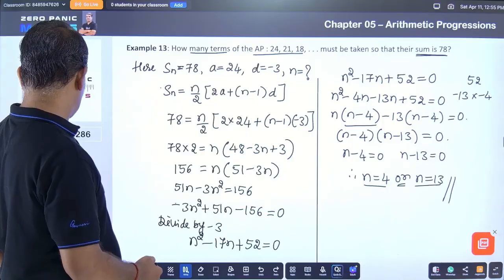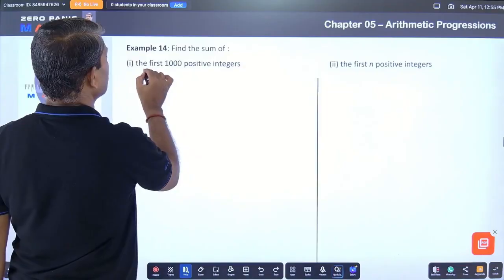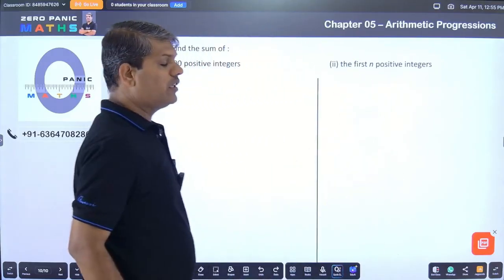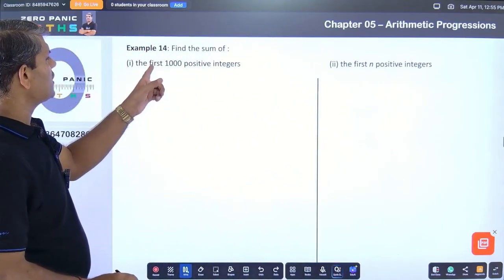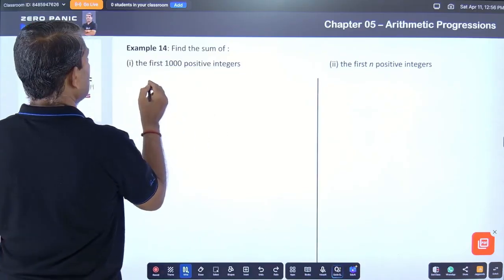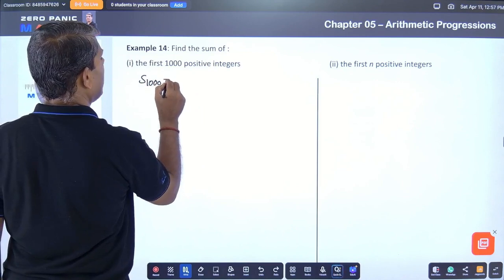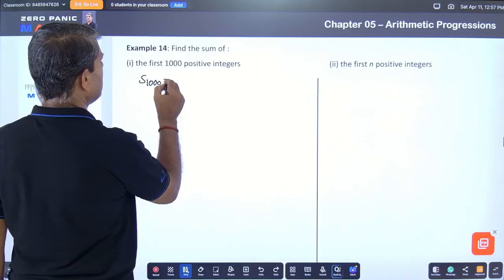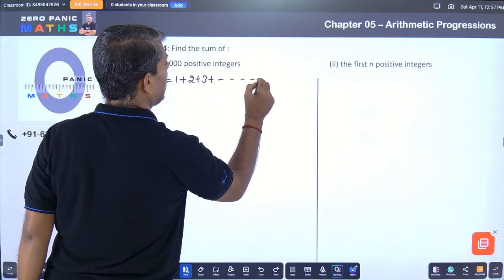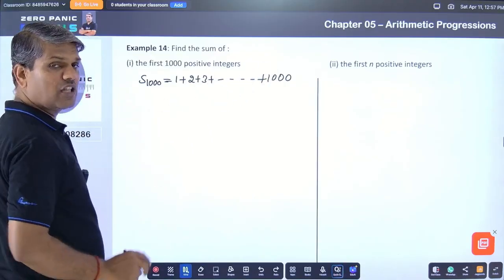You can verify it. Now example 14. Find the sum of first 1000 positive integers and first n positive integers. So in general, first n positive integers, and given first 1000 positive integers. Looking into the first problem, what you can say is it is S1000 that is required, right? The sum of first 1000 positive integers they are saying, and what will be the list of terms? It will be like this, right? 1 plus 2 plus 3 till 1000 is the last term.